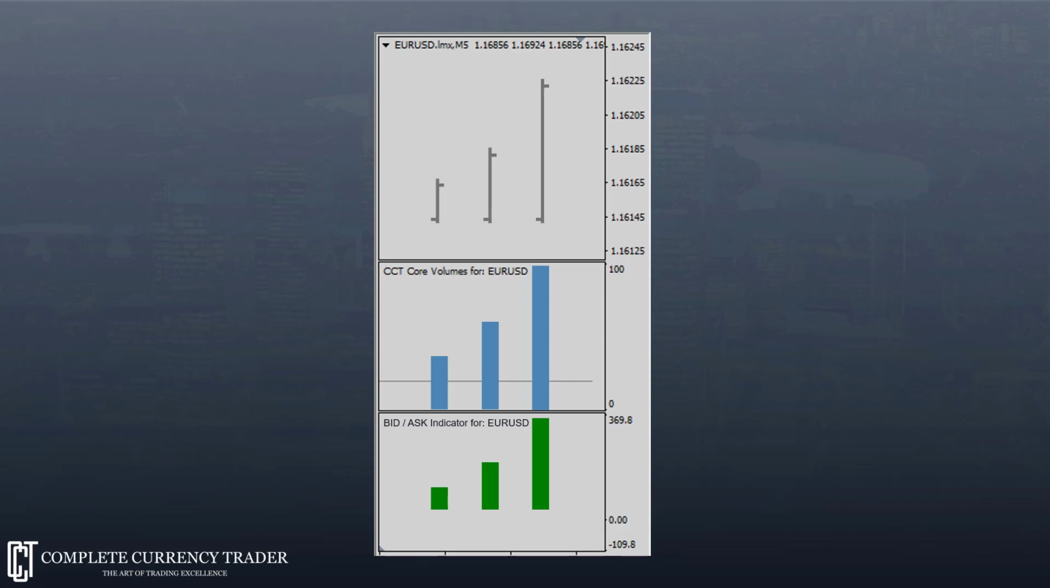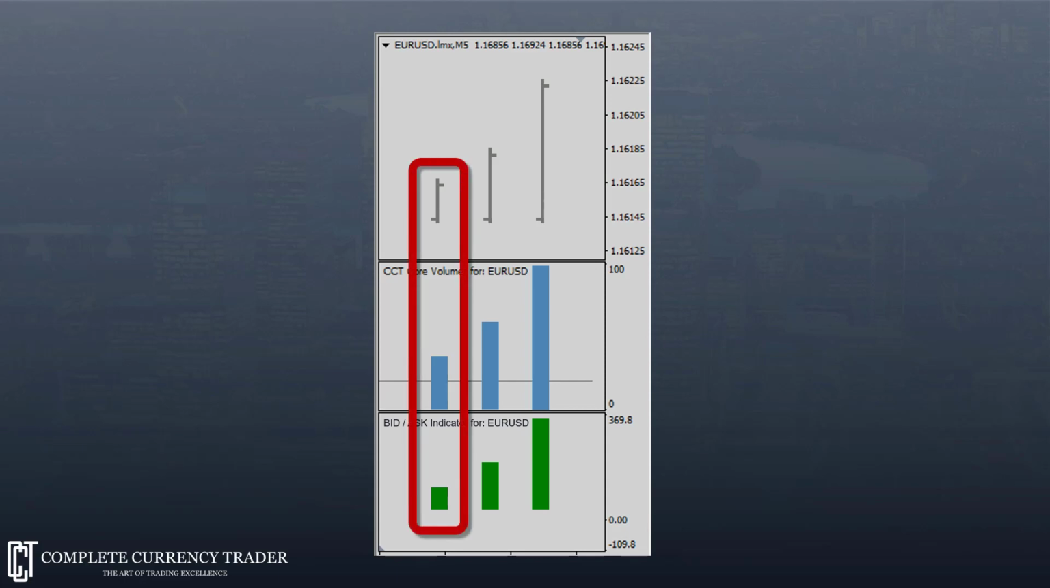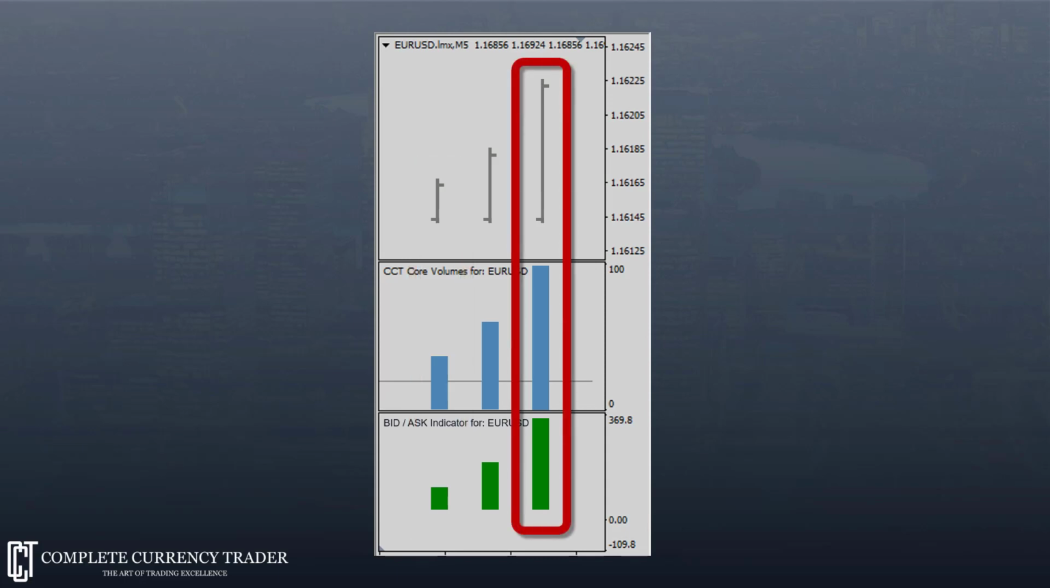And of course, there's a sliding scale for those good conditions. The bigger the core volumes bar, the better, because it means a much bigger imbalance between buyers and sellers. The bigger the bid-ask bar, the better, because it means there's a bigger imbalance in liquidity supply, and a bigger price bar means a bigger imbalance between supply and demand. The more extreme each of these elements are, the more favorable the conditions are. This is good, but this is awesome.